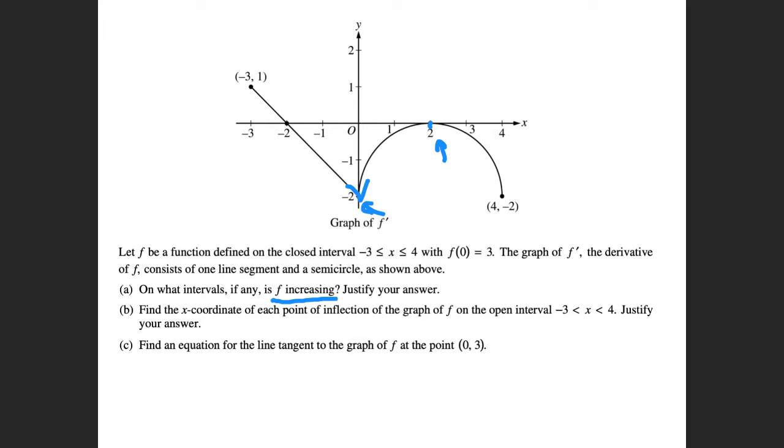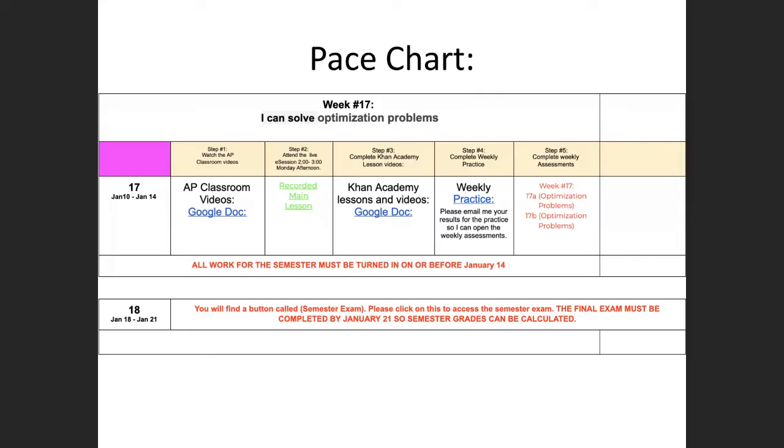And then the last one, it says find an equation for the tangent line of the graph of f at 0.3. Okay, so they gave us a point. The only thing we really need is the slope there. I don't even care about that because that one you didn't have a problem with. It's just the slope, or the increasing, decreasing, and points of inflection. That's what I was worried about.